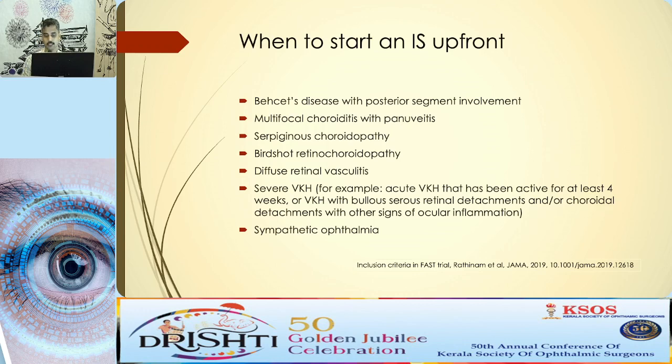Also, this is the inclusion criteria from the FAST trial. They have used upfront steroid sparing agents in conditions like Behçet disease with significant posterior segment involvement, or when you have a severe VKH or sympathetic ophthalmia. We can also use this criteria in our clinical practice on adding steroid sparing agents.